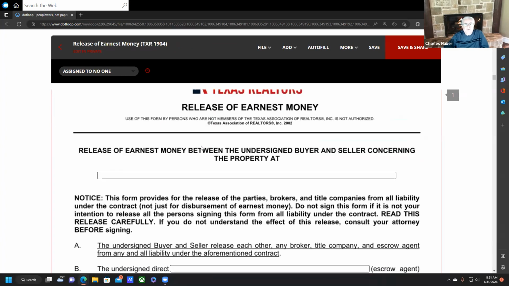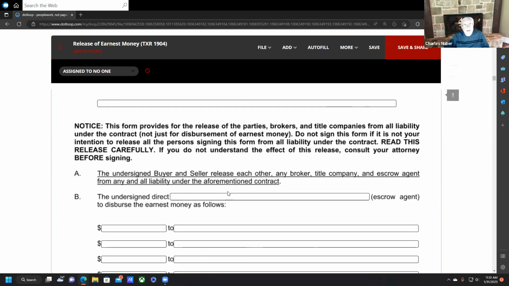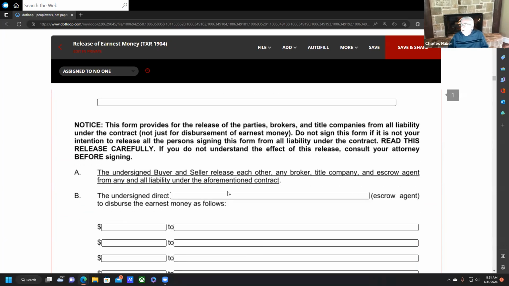And then the release of earnest money form. This is my friend. This is your friend. How many of you ever dealt with a client that was like not fun to deal with? I've had a few of them. And I want the release of earnest money because this form provides the release of all parties, brokers, title companies, and all liability under the contract, not just disbursement of the earnest money.